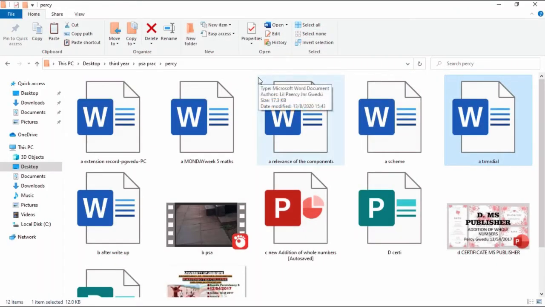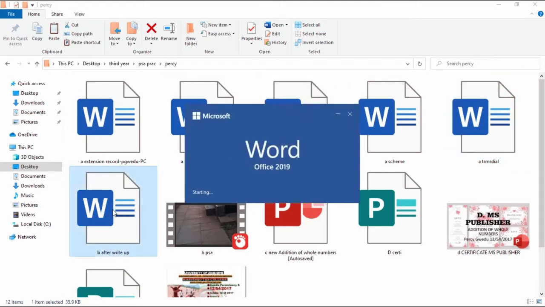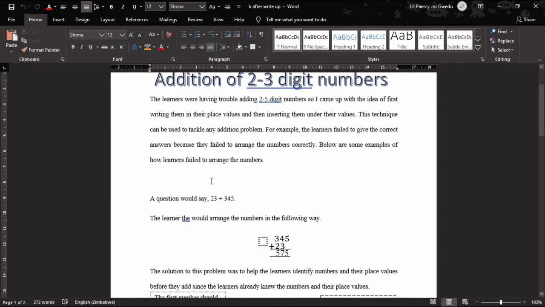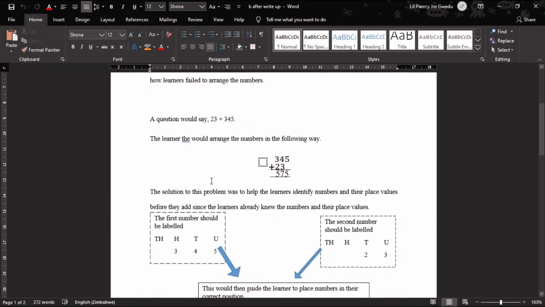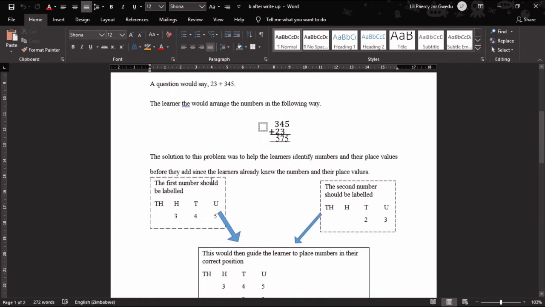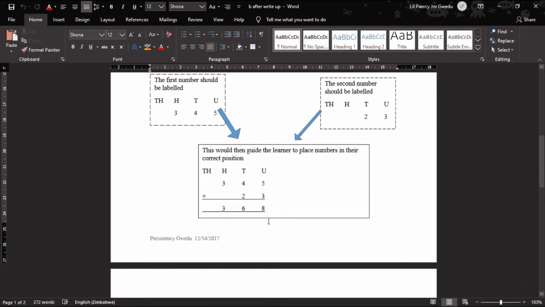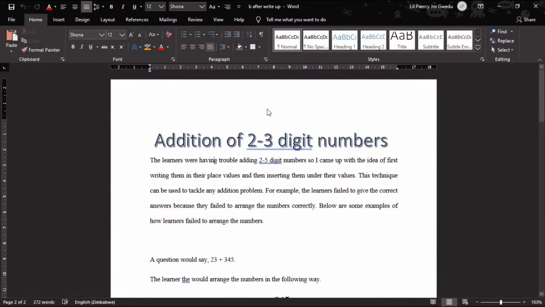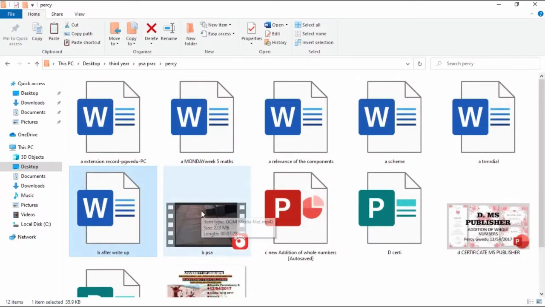Okay, so we are going to move on to B. So for B, we are going to have this write-up, and this write-up shows how I taught the remedial lesson, and how I inserted the footer bearing my name and candidate number. Okay, so this is the write-up. Then we close the write-up, then we go on to the video.